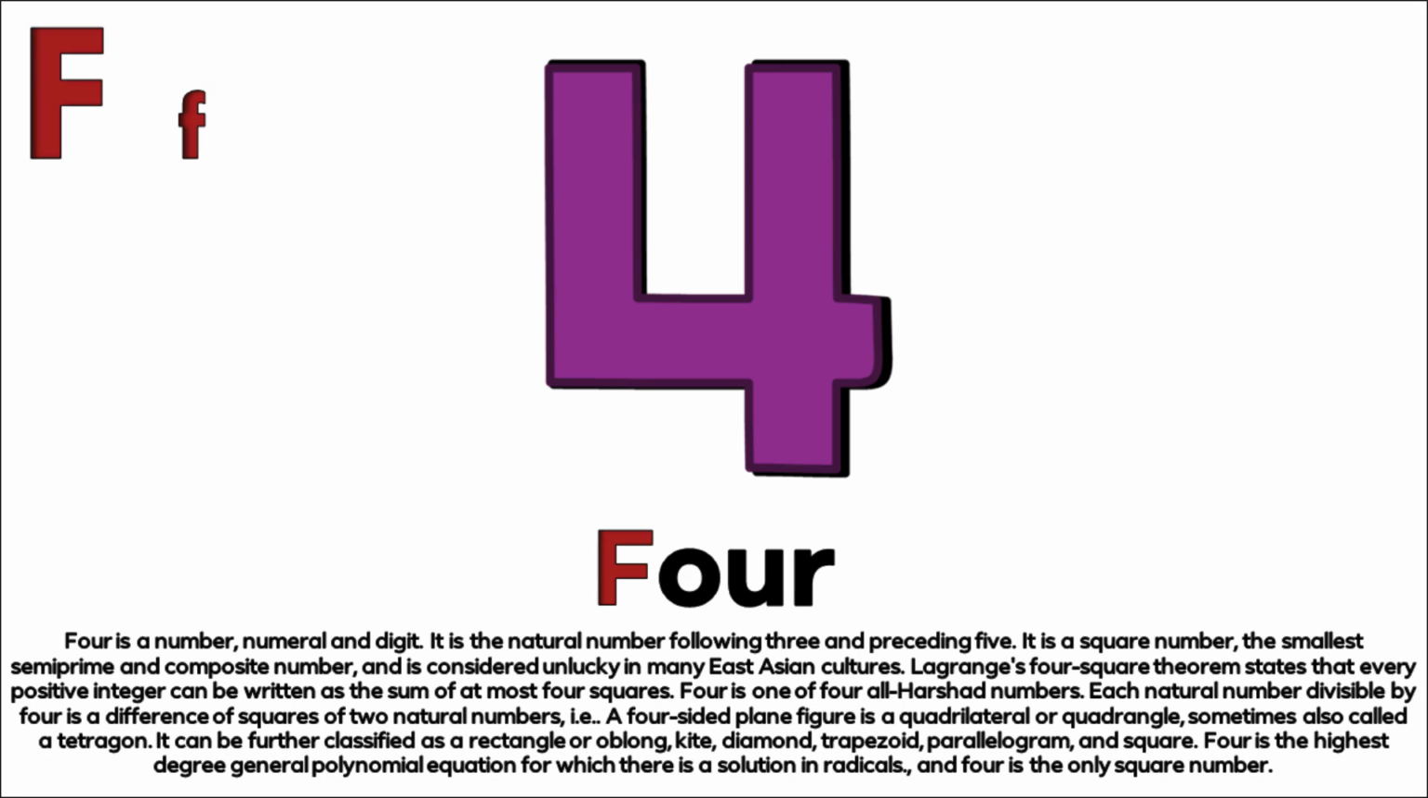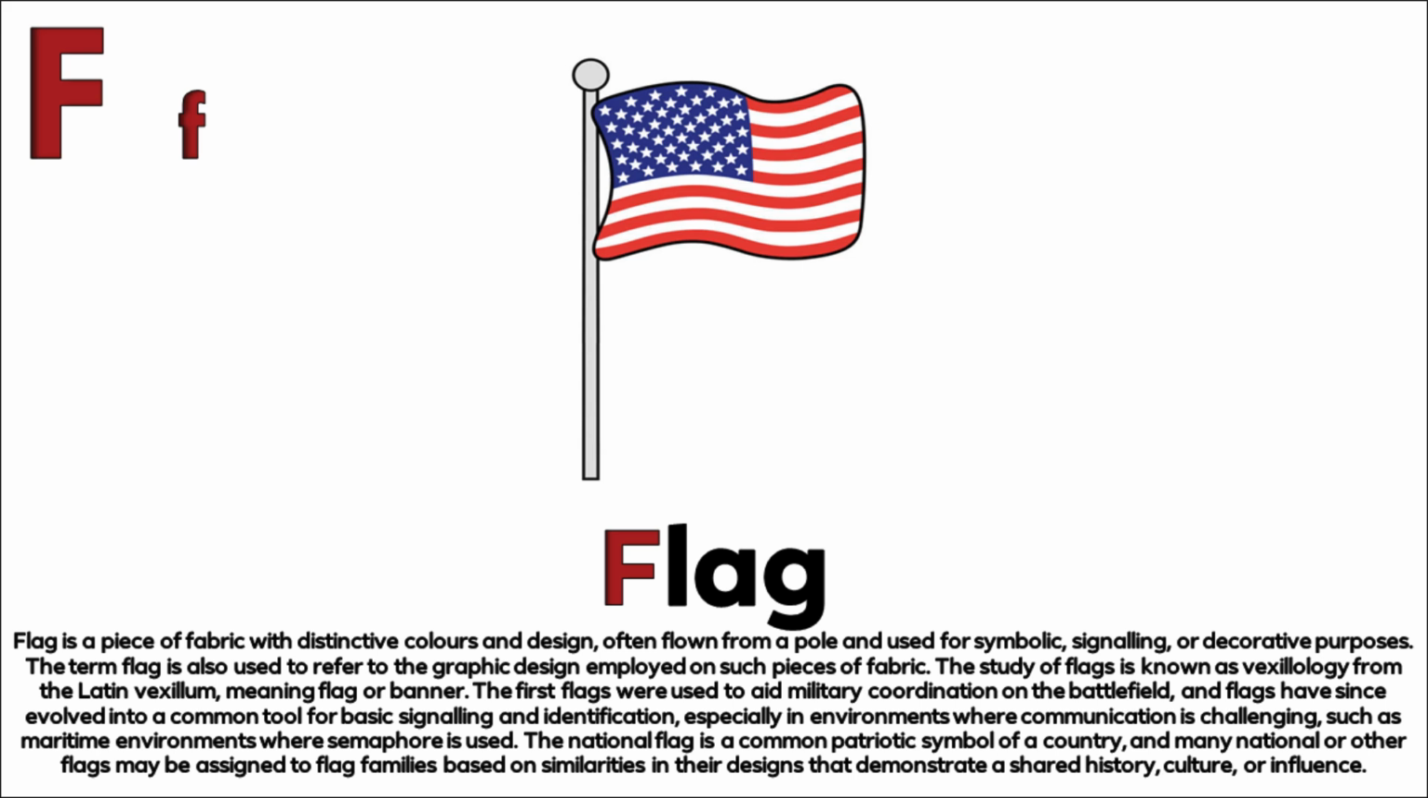Each natural number divisible by 4 is a difference of squares of 2 natural numbers, i.e. a 4-sided plane figure is a quadrilateral or quadrangle, sometimes also called a tetragon. It can be further classified as a rectangle or oblong, kite, diamond, trapezoid, parallelogram, and square. 4 is the highest degree general polynomial equation for which there is a solution in radicals, and 4 is the only square number.